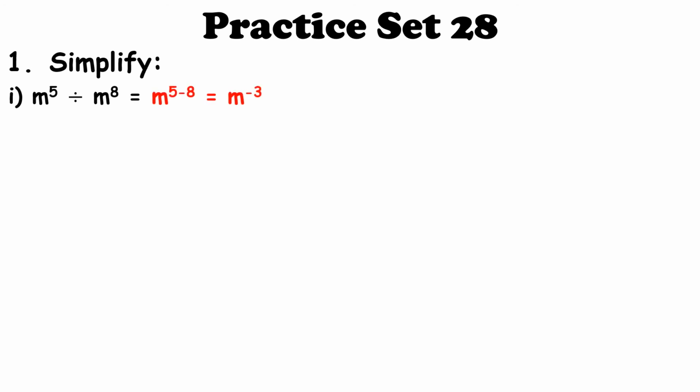Let's see practice set 28. The first question, M raised to 5 divided by M raised to 8 will be equal to M raised to 5 minus 8, which is M raised to minus 3. Our second question, A raised to 6 divided by A raised to 4 will be equal to A raised to 6 minus 4, which will give us A raised to 2, or A square.